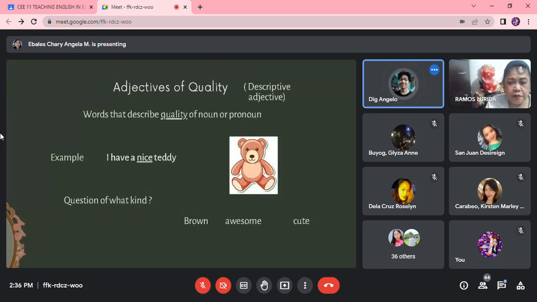First one, adjective of quality. These are the words that describe the quality of a noun or a pronoun. So let me give you some examples to make it clear. I have a nice teddy. So here, what is the quality of the teddy? It is nice. So it generally answers the question of what kind in any sentence. So here are some qualities of the teddy. So we can say the teddy is brown, awesome, and cute. Next pa.